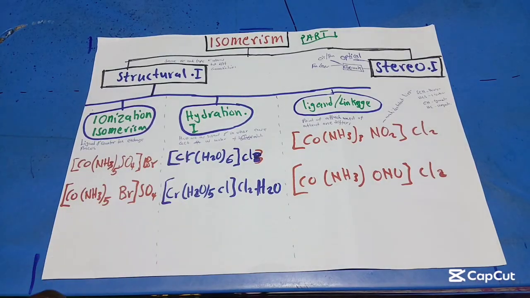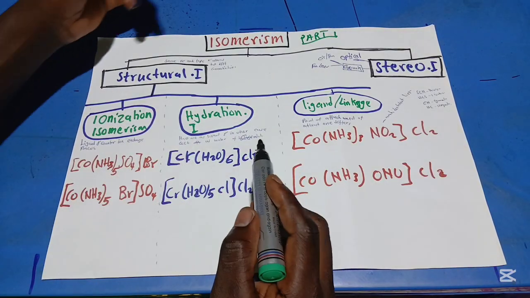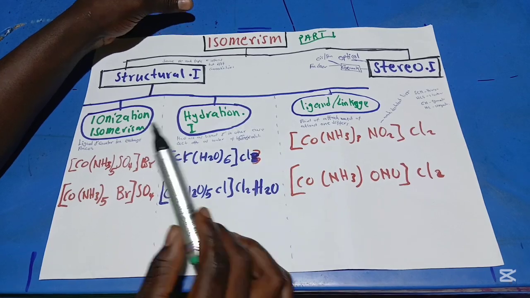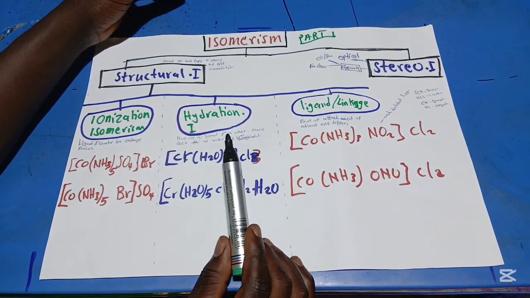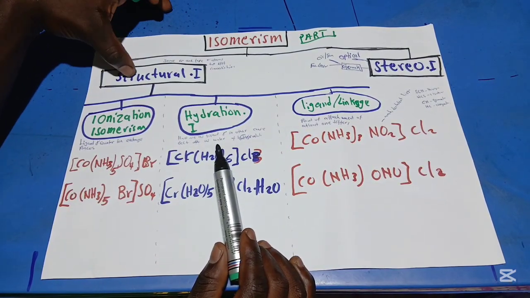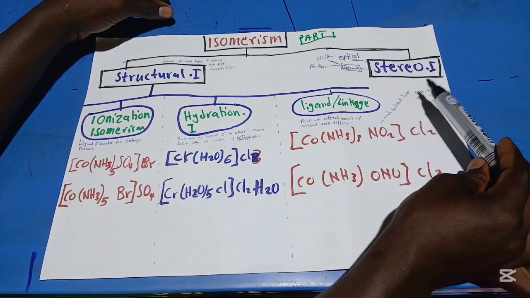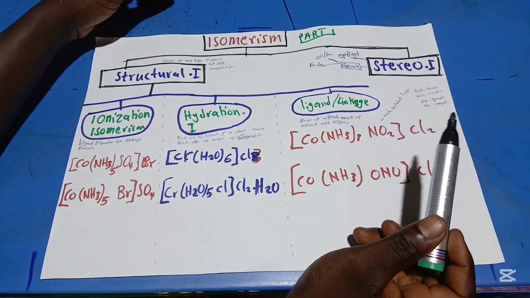Isomerism in coordination chemistry. Coordination compounds also exhibit the two types of isomerism, that is the structural isomerism and the stereoisomerism.